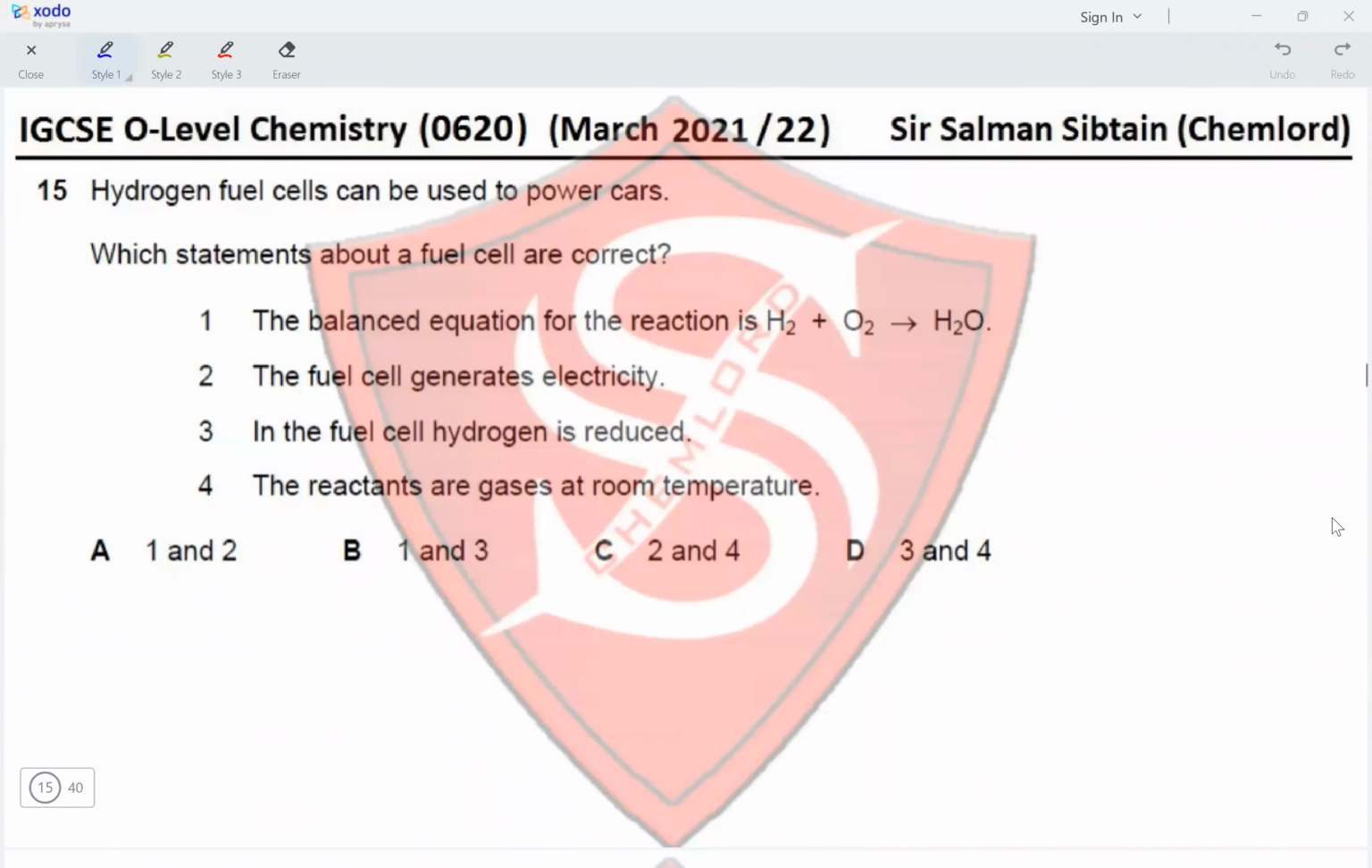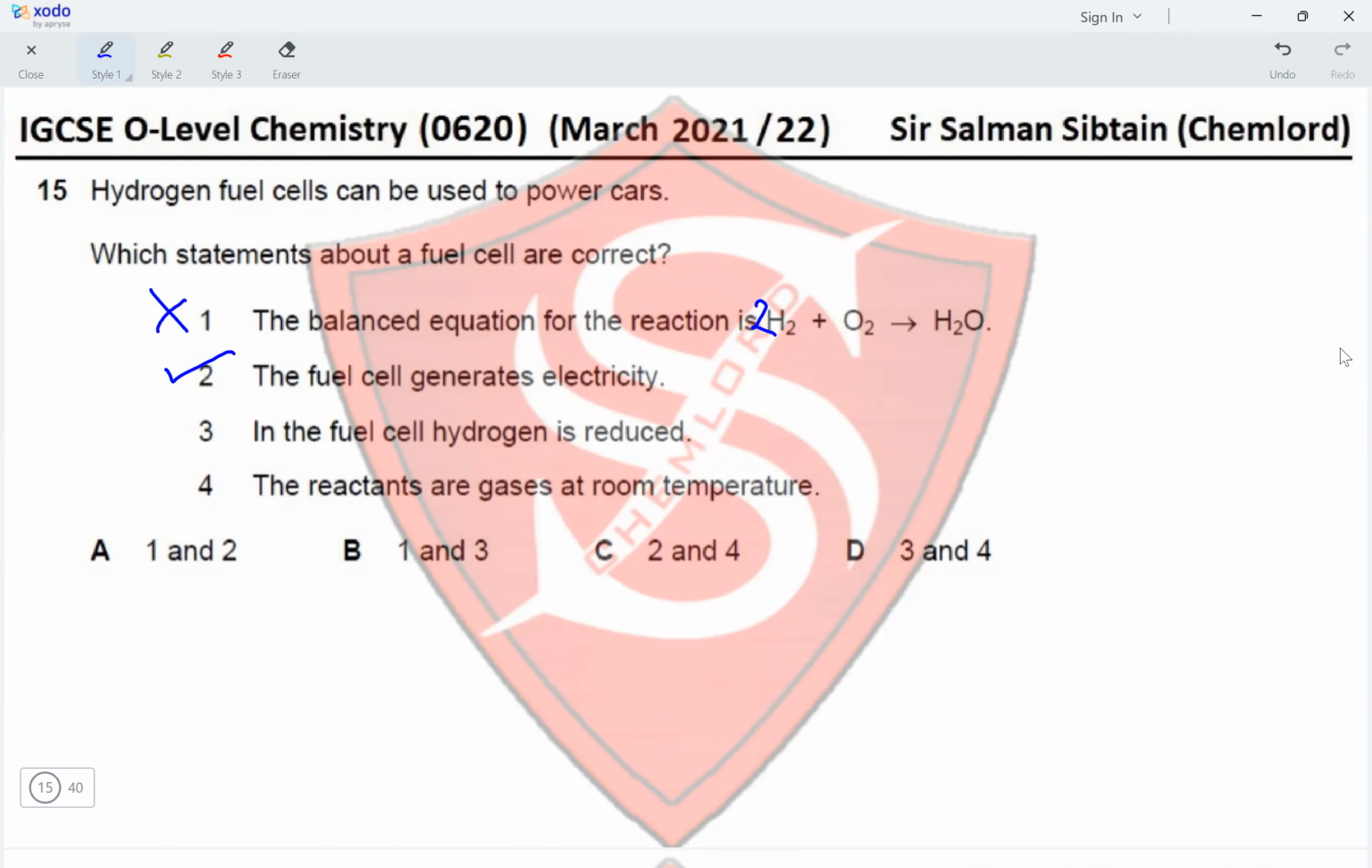Question 15. Hydrogen fuel cells can be used to power cars. Which statements about a fuel cell are correct? The balanced equation for the reaction is H2 plus O2 gives H2O. No, it would be 2H2 plus O2 gives 2H2O. So this is not balanced. Next, the fuel cell generates electricity. Yes, that is what it is used for.